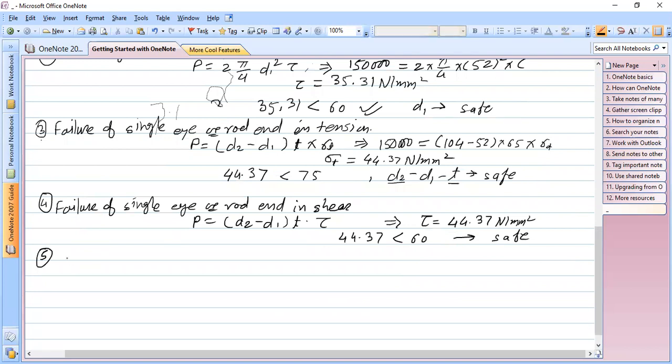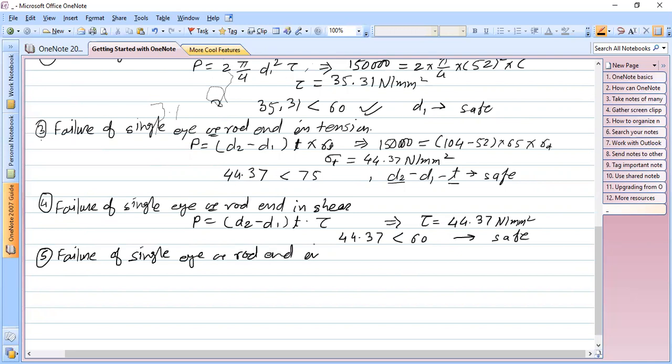Fifth: failure of a single eye in crushing. Now this is over in tension, over in shear. Now we'll see in crushing. How much value will come for crushing? Same value will also come for crushing? Same, sir. Same value. Yes, sir. Right.